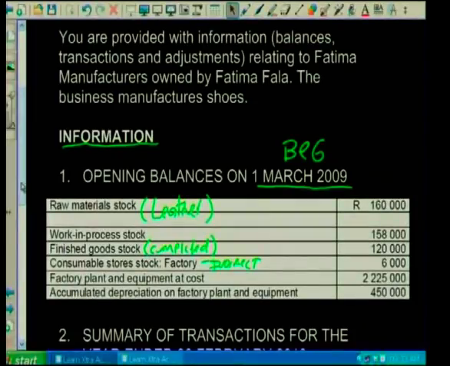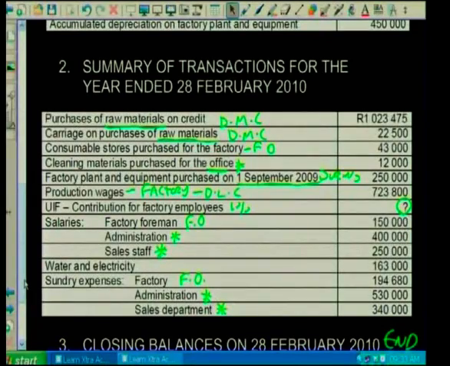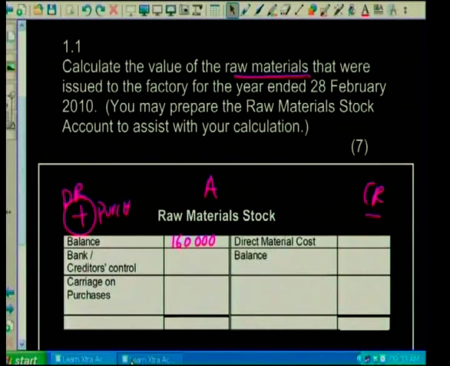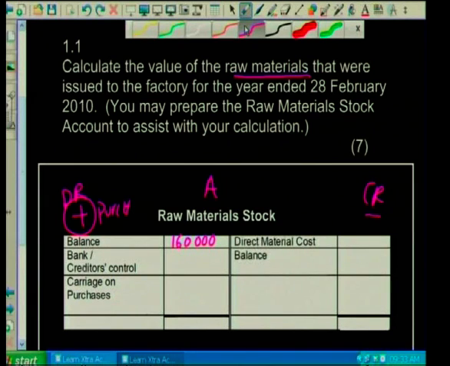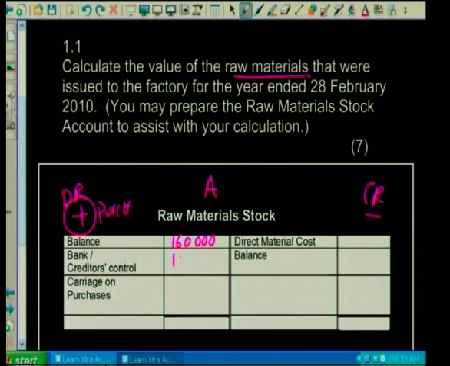So let's now look at our purchases for the year. Did we buy additional raw material stock during the year? So back to our question and our summary of transactions. Purchase of raw materials on credit. So for the year, we bought raw materials to the value of 1,023,475. So let's take that info through. So creditors control, because we bought on credit, an amount of, guys, it was 1,023,475.